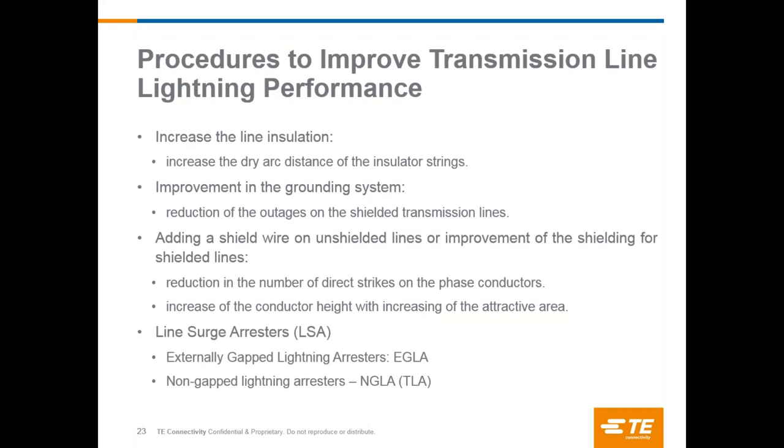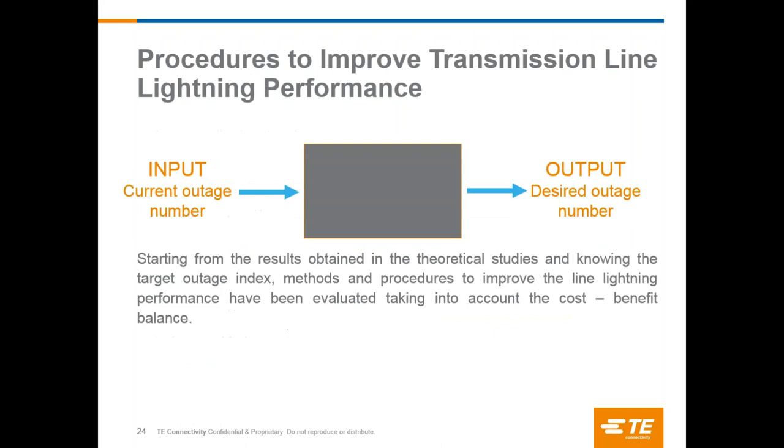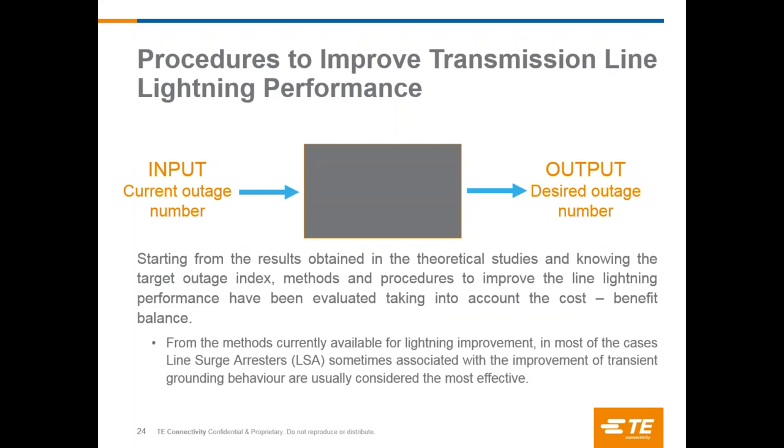And finally, the line surge arresters, which can be the external gap line arrester, called EGLA, or the no gap line arrester. We'll be discussing them in the next slides. Starting from the results obtained in the theoretical analysis and knowing the target outage index for the line, methods and procedures to improve the lightning performance have been evaluated, taking into account the cost-benefit balance. From the current methods available for lightning performance improvement, in most cases line surge arresters, sometimes associated with the improvement of the transient grounding behavior, are usually considered the most effective when you take into account the benefit-cost balance and the long-term application.